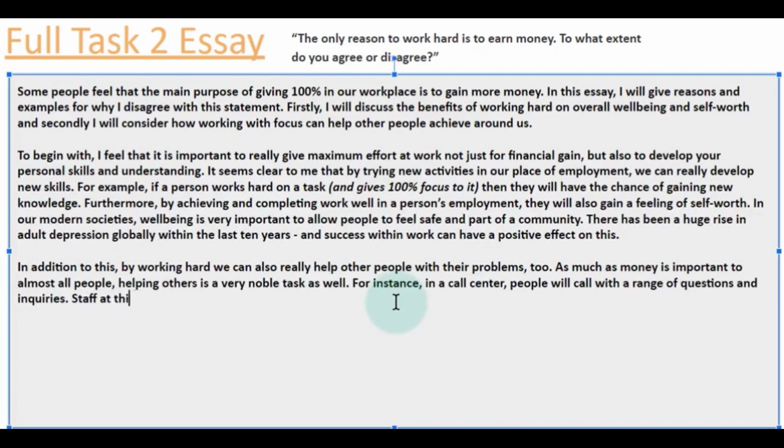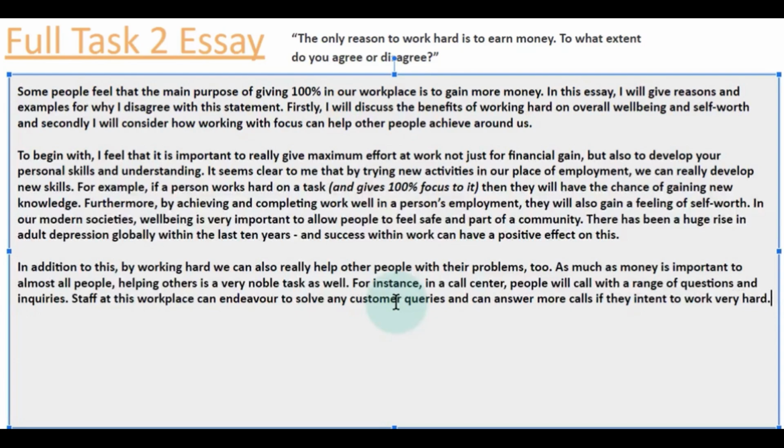Staff at this workplace can endeavour, a nice piece of language there. Endeavour, I think, is that correct? Endeavour to solve any customer queries, and can answer more calls if they intend to work very hard.